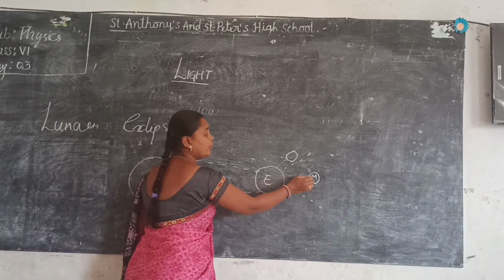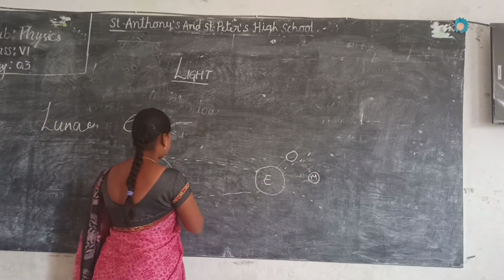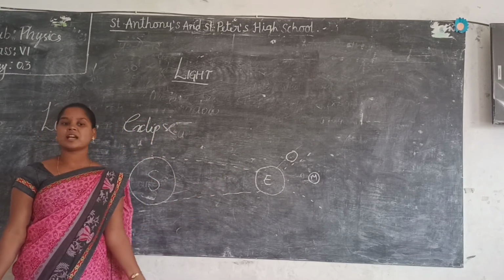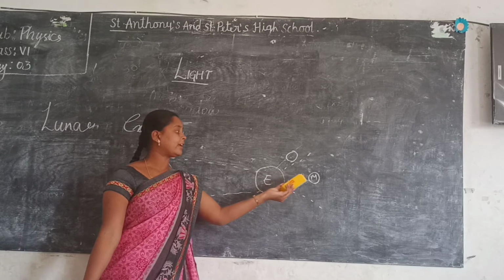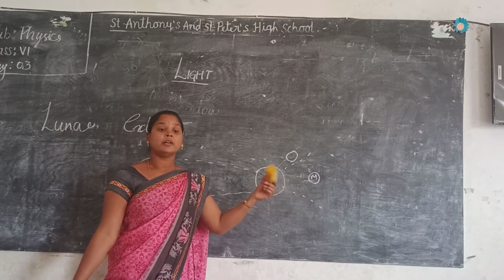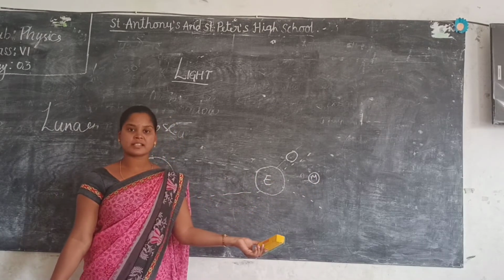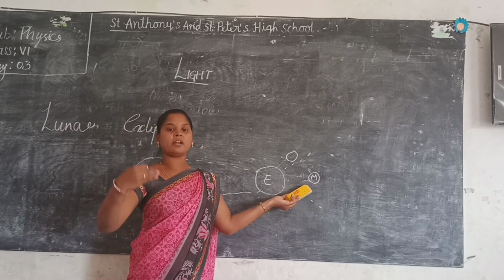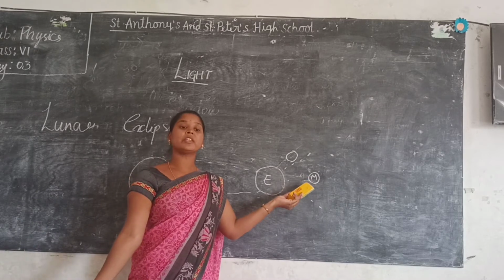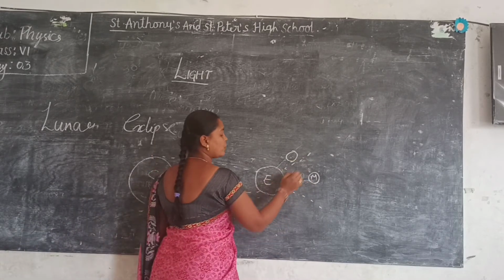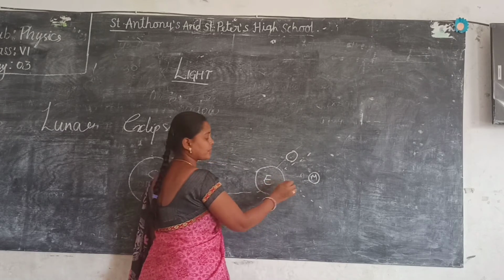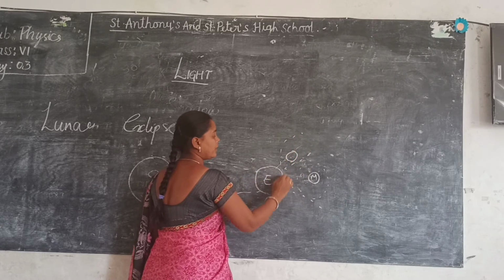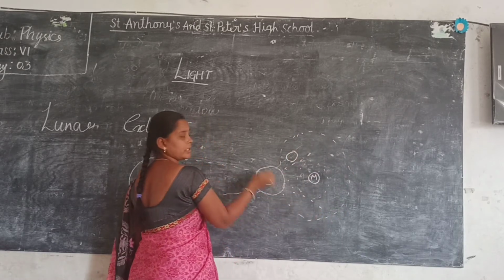But when the moon is here at the back of the earth, will the moon receive any sunrays? No, ma'am. That means these people cannot see the moon. Why? The moon is not getting any light rays there. As it is not getting any light, it is not reflecting. So we cannot see the moon when it is in the umbra region. Earth also has shadows. The shadow of the earth will be here. This is umbra, and when it is outside like this, it will be the penumbra region.